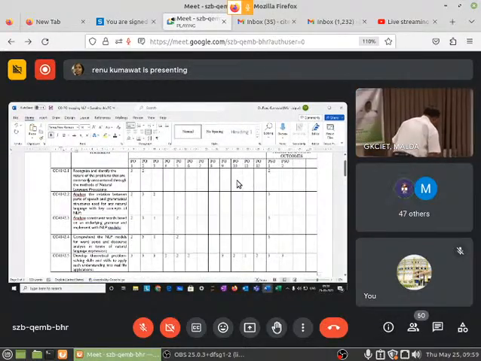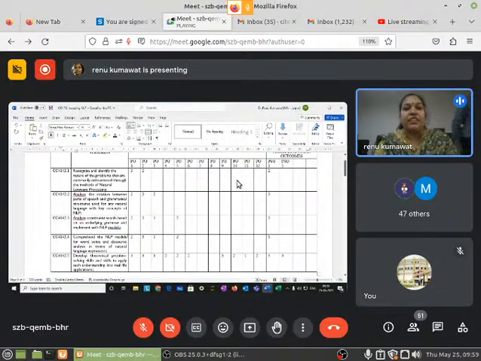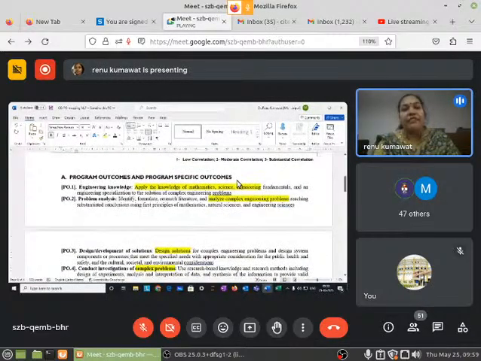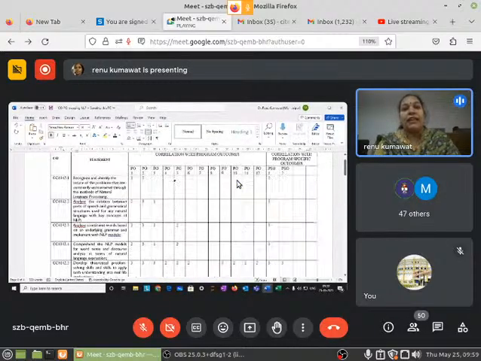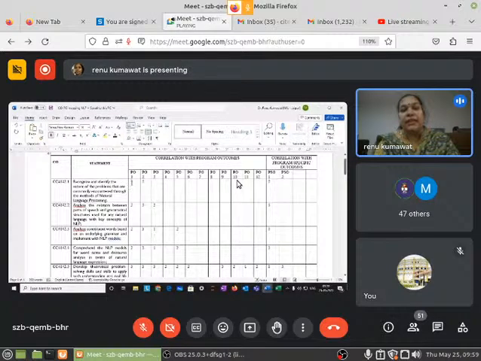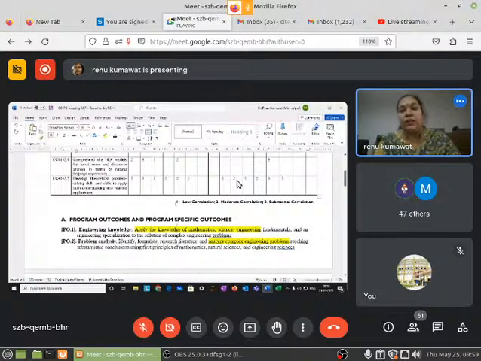Sir, the first CO is recognize and identify the nature of the problems that are commonly encountered through the methods of natural language processing. So it is a very basic CO at the basic level. If we map the very first PO, which is engineering knowledge, that means to apply the knowledge of mathematics, science and engineering, which is highly correlated with this. So the mapping is 3. These are the nomenclatures. 1 means low correlation, 2 means moderate correlation, and 3 means substantial correlation.